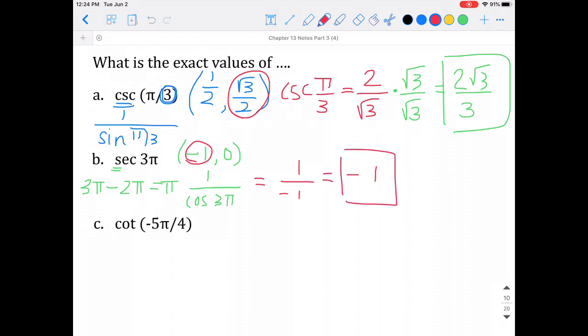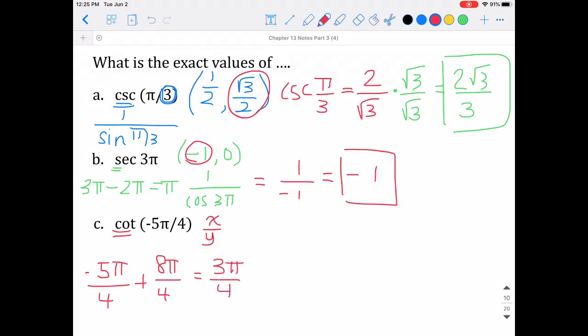So the secant of 3 pi is equal to -1, and the cotangent of -5 pi over 4. For cotangent, that means we're doing x over y, because it is the reciprocal of tangent. -5 pi over 4, let's figure out a positive coterminal angle. So we're going to add 2 pi. In this case, I'm adding 8 pi over 4 so that we have a common denominator, and we're left with 3 pi over 4.